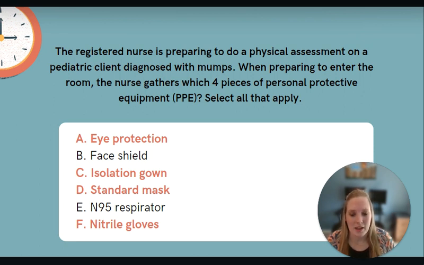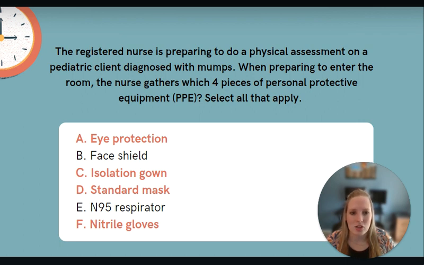And when a client is placed on droplet precautions, of course we're going to perform hand hygiene as always, wear gloves and a gown, and also a mask and eye protection. Eye protection, and just eye protection like goggles suffices. You don't have to have a full face shield here. A gown, mask, and gloves, those are going to be the correct selections here.